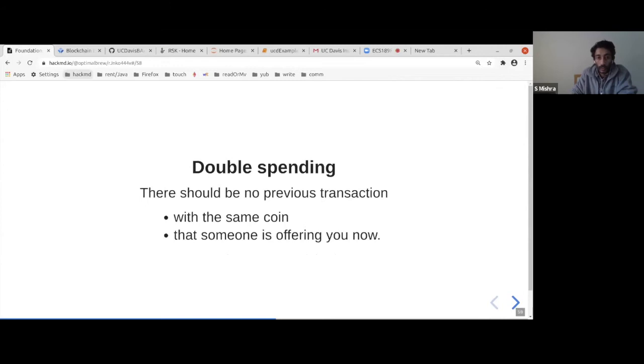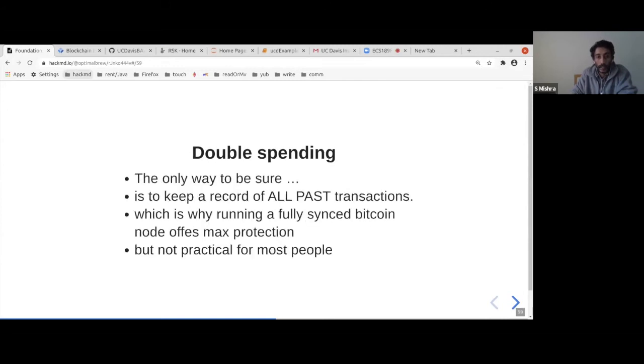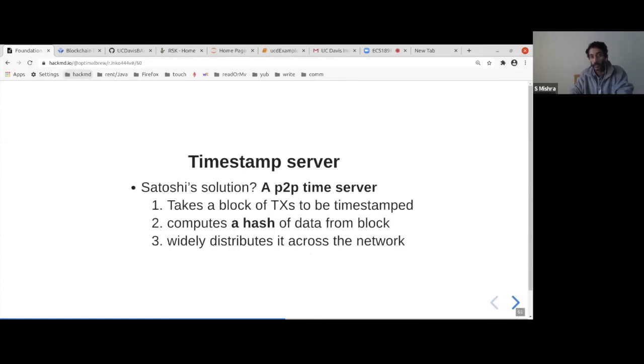So let's speed up a bit and get to what the solution is to avoid double spending. So Satoshi thinks of the Bitcoin network as essentially a peer-to-peer time server. What it's going to do is timestamp transactions that are batched together in a block.